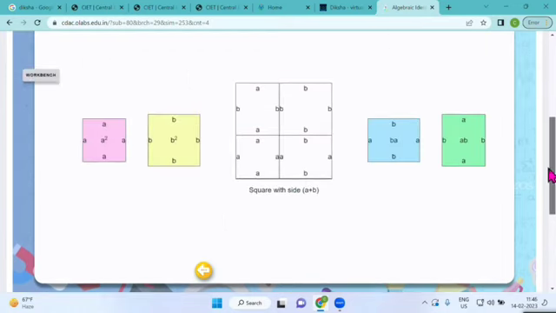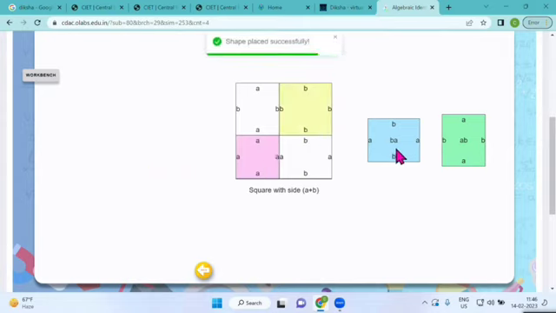So I am clicking on this. Now I have to fit all these four shapes in this one big square whose side is a plus b. If its side is a plus b, it means its area will be a plus b whole square. What we observe in this activity is that all these four shapes fit in one box whose area is a plus b whole square. So we can conclude that a plus b whole square is equivalent to a square, fixing one of these squares first, and the next square is b square, and the third one is the rectangle.